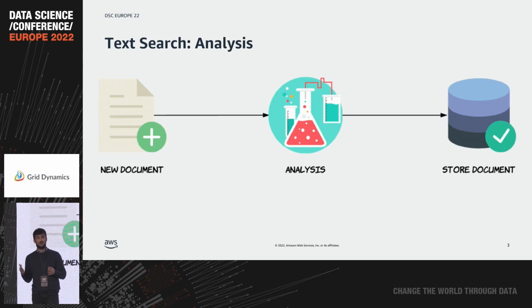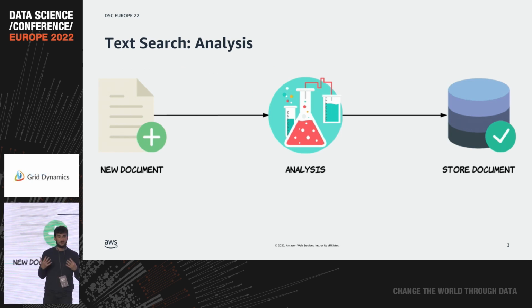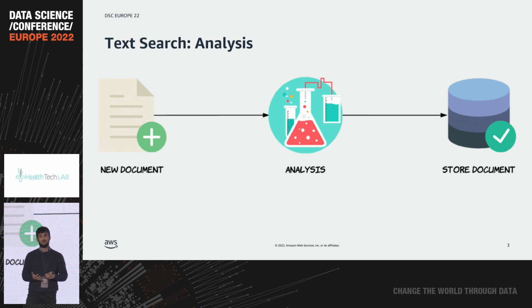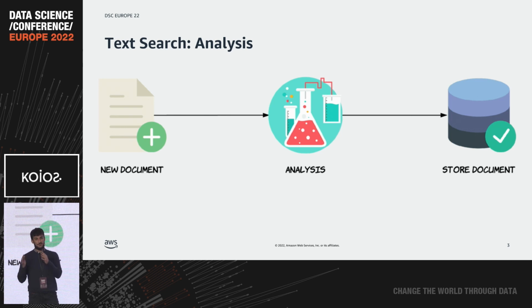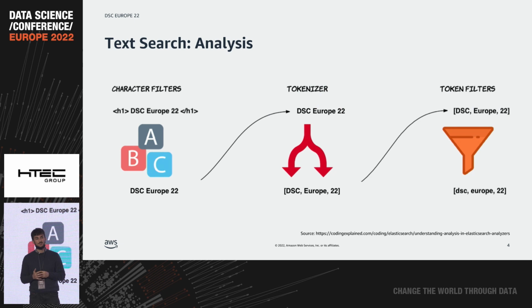So let's start with the analysis part. When we talk about text search, we always start with a document. In a document, we have some kind of unstructured text that we want to have search capabilities on. So the first step is to go through a series of steps in order to make it structured and be able to save it in a data store that afterwards is going to allow us to retrieve the information that we are looking for in our searches. So what does this analysis look like?